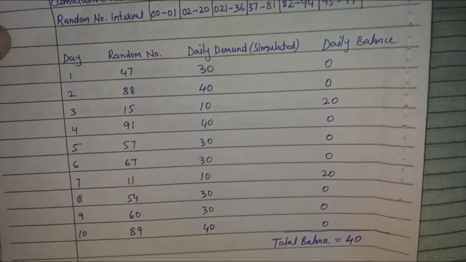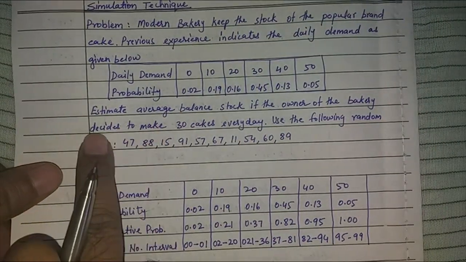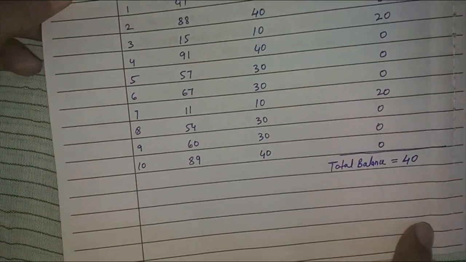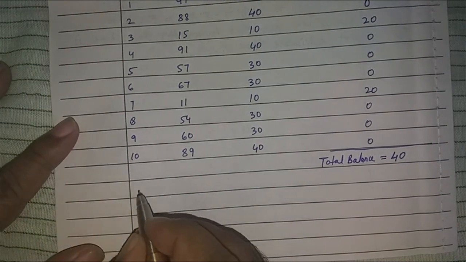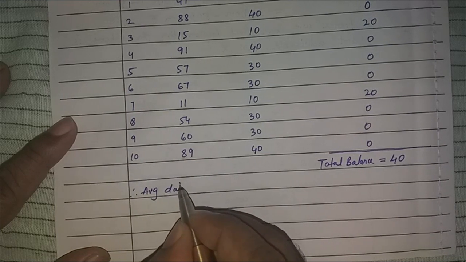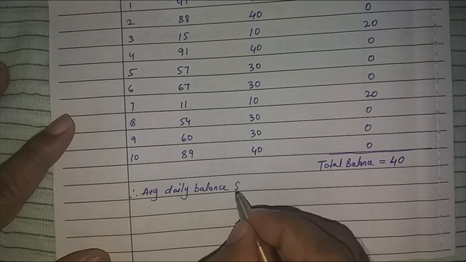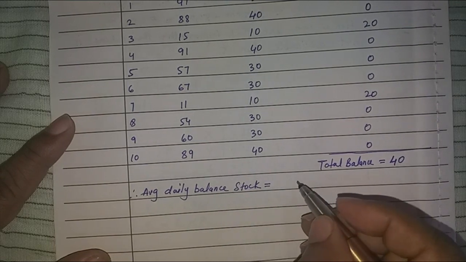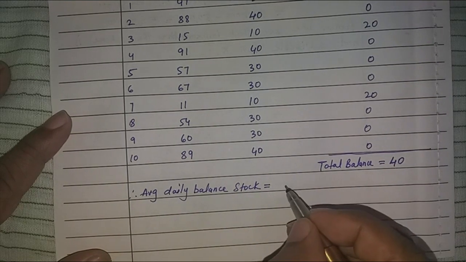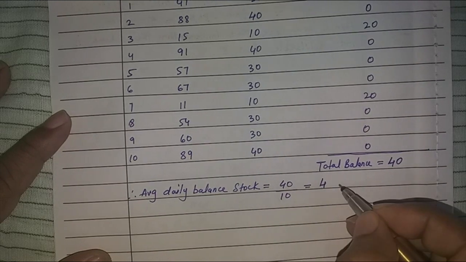Once we get this total balance, we are supposed to find out the average, the average balance stock. So from this total balance, the average daily balance stock equals the total balance divided by how many days we have? 10 days. So 40 divided by 10, which gives me 4 cakes.